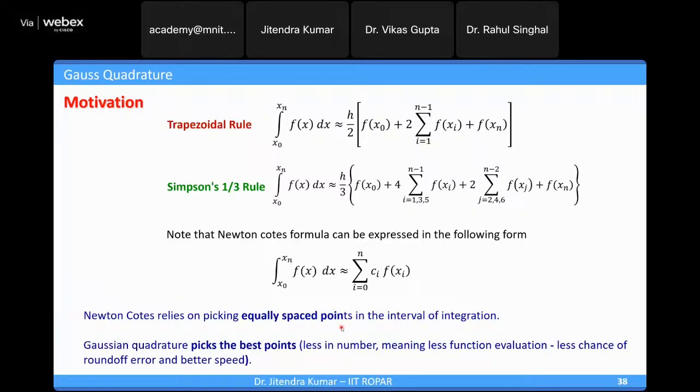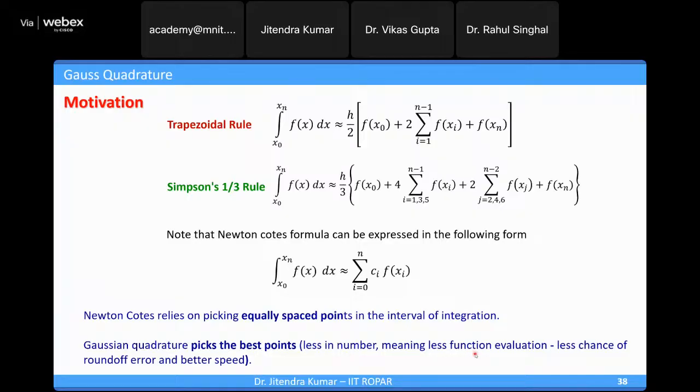As we have seen so far, there is a factor h, which is the spacing between two grid points. And in all these Newton-Cotes formulas, you do see h. That means they rely on equidistant grid points. But the Gaussian quadrature, which is again a very beautiful way of approximating your integral, is to pick the best points, because these equidistant grid points may not be the best. If you pick the best, you may get fewer points, meaning fewer function evaluations.